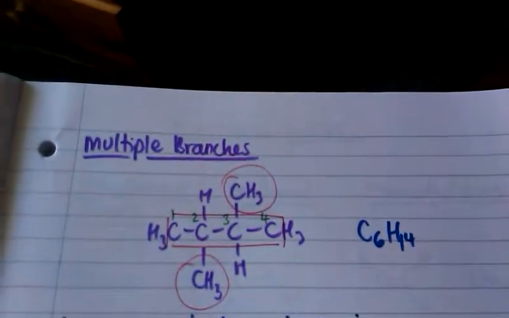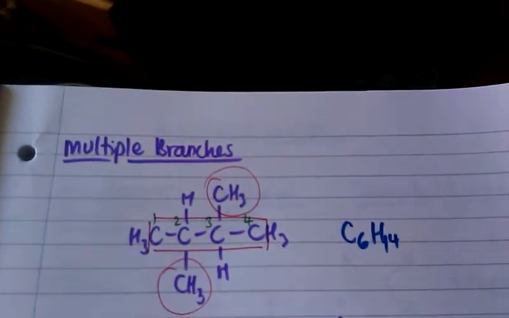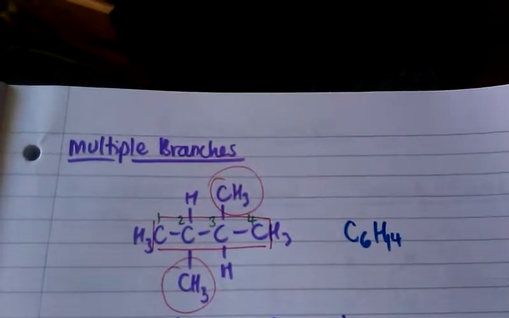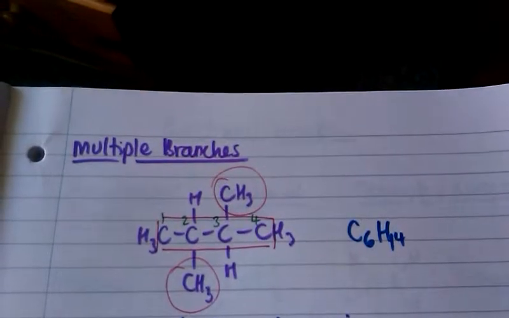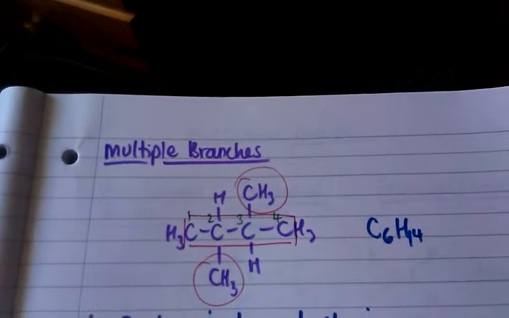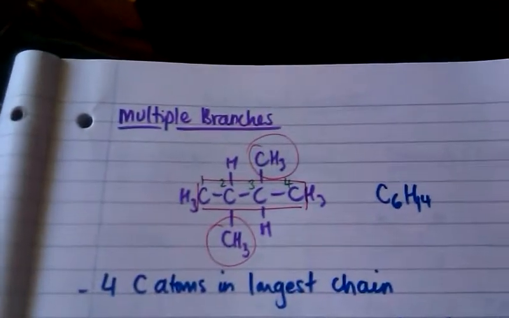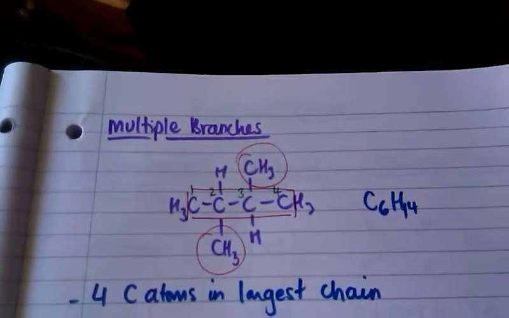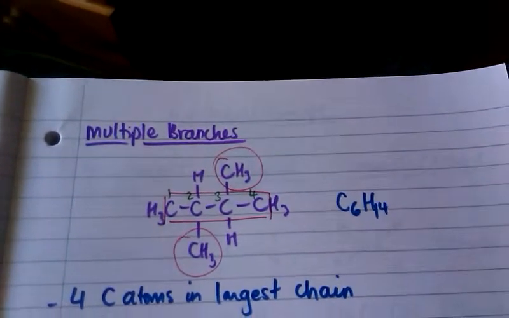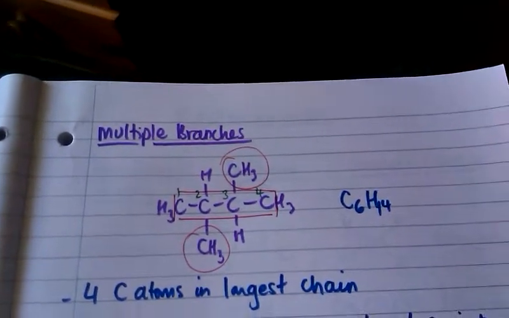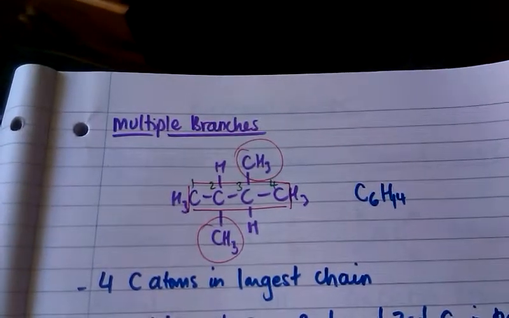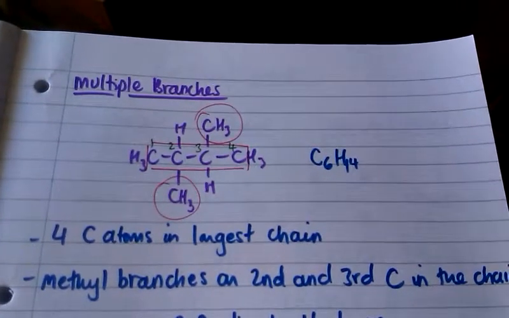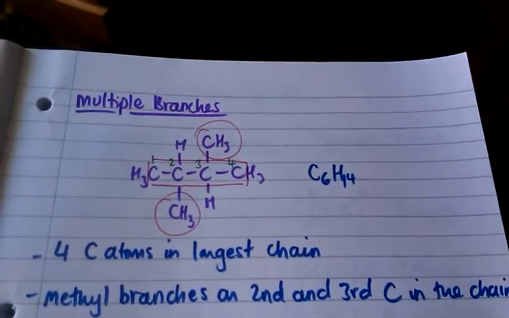Okay, so what if we have multiple branches? This has the same molecular formula as before, C6H14, but now we have 2 branches. So it's just the same again. Identify the longest chain. In this case, there's 4 carbon atoms in the longest chain, and then we number that chain. It doesn't matter whether we number from left to right or right to left, because the molecule is symmetrical. And we can see that there are methyl branches on the 2nd and 3rd carbon atoms in the chain.